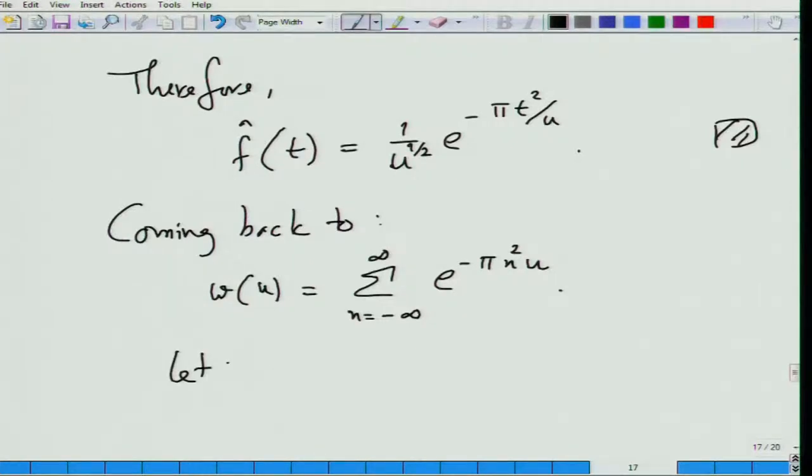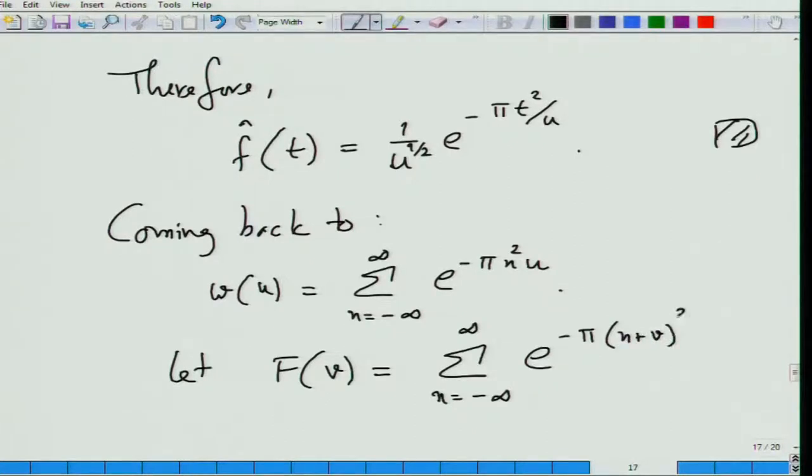Okay, let me define another function associated with, let us say, capital F of v. Let's define f of v as, again, a generalized version of w, where again u is something I fix, and then we have this infinite sum from minus infinity to plus infinity e to the minus pi (n plus v) whole square. Now, for this we make this observation.